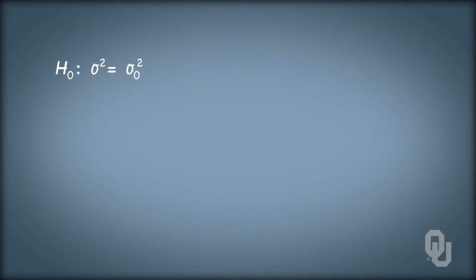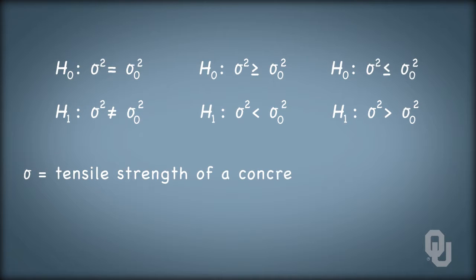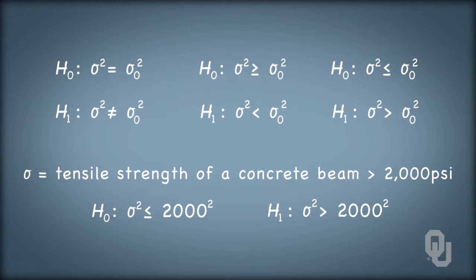Much like the other two population parameters, we can have one and two-tail varieties of hypothesis tests. If we're testing whether or not the population variance is equal to some value, sigma naught squared, then we have strict equality in the null and strict inequality in the alternative. We could be testing greater than or equal to in the null and strictly less than in the alternative. Or we could be testing whether the population variance is less than or equal to sigma naught squared, or if it's strictly greater than. For example, we might want to know if the standard deviation of tensile strength of a particular concrete beam design is greater than 2,000 pounds per square inch. Then we'd have sigma squared greater than 2,000 squared in the alternative.